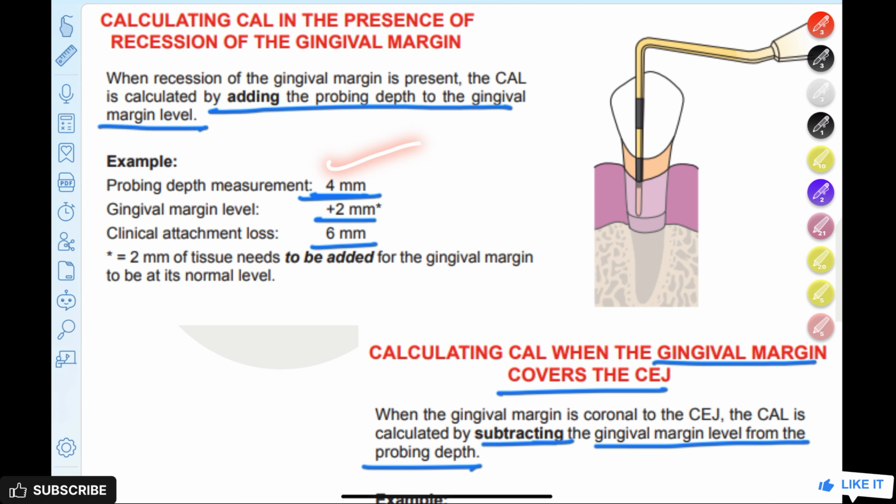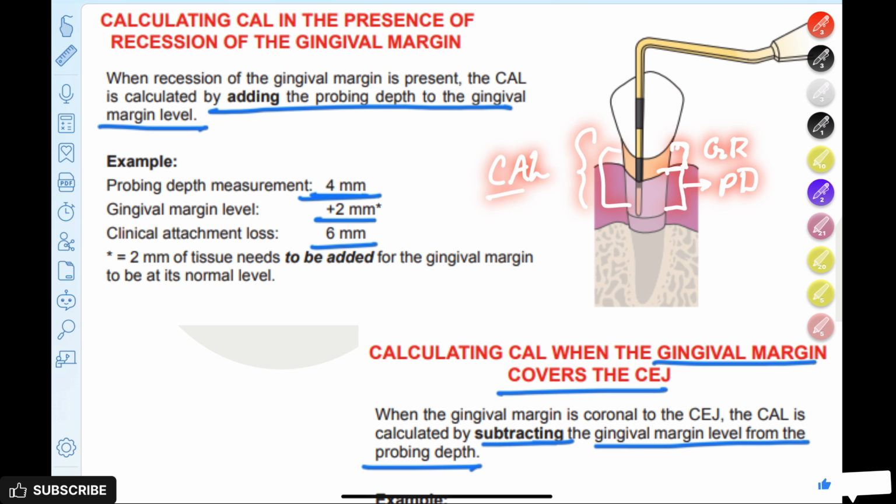So imagine if the probing depth is 4 mm and the gingival recession is 2 mm, the clinical attachment loss will be 6 mm. This is the gingival recession, this is the probing depth. CAL will be both of these, so it will be probing depth plus gingival recession.